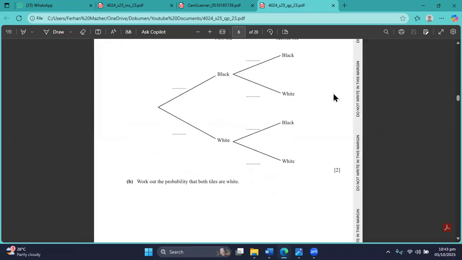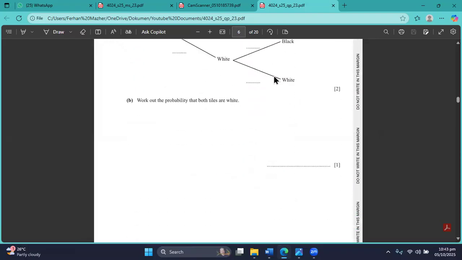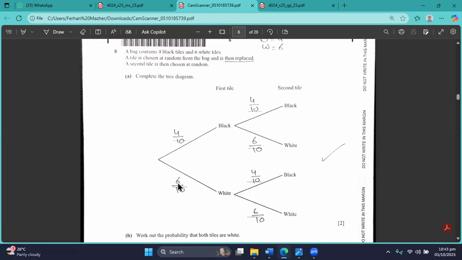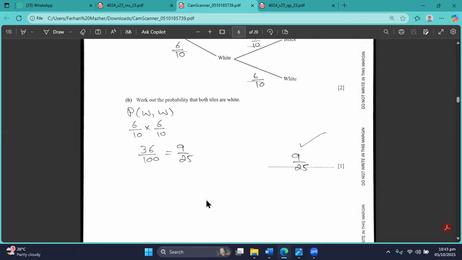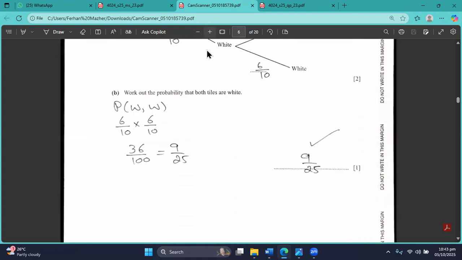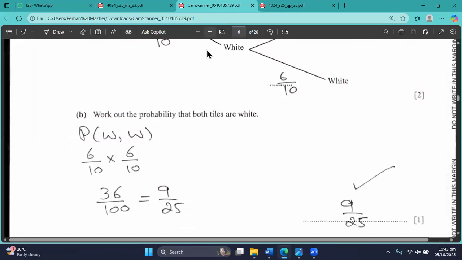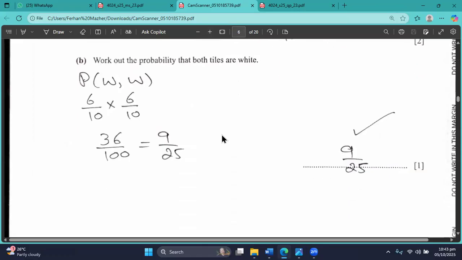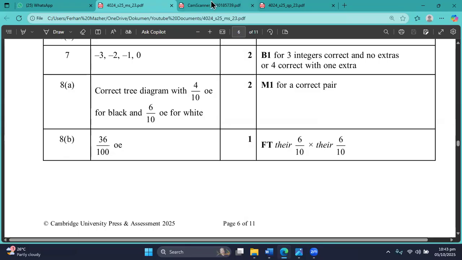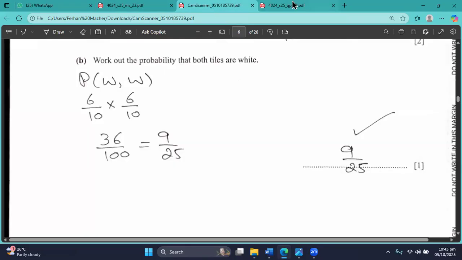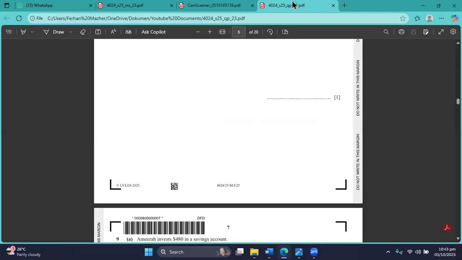Now we are going to attempt question number 8 and its B part. He says, work out the probability that both the tiles are white. So we are looking for white, comma, white. So white, comma, white is here. That will be 6 by 10 multiplied by 6 by 10. So let me show you. Here we go. 6 by 10 multiplied by 6 by 10, and that will be 36 by 100. If you simplify it by 4, it will be 9 by 25. So 36 by 100. So our answer is right. So let's go to the next part.